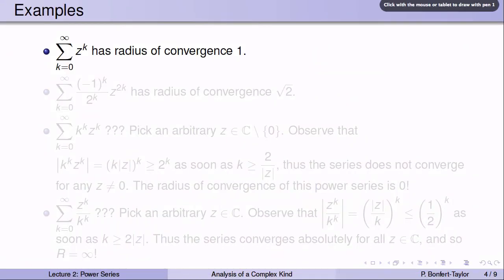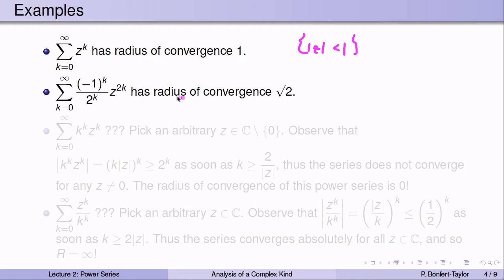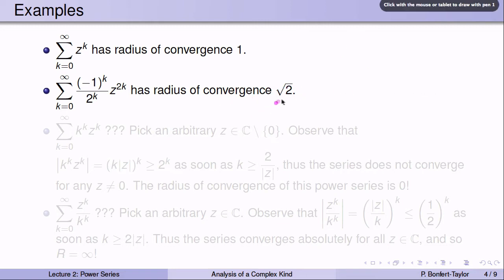Let's look at some examples. We already looked at the power series of the z to the k's, and we saw it converges when the absolute value of z is less than 1, and diverges when the absolute value of z is bigger than 1, therefore the radius of convergence is equal to 1. We also looked at this power series, minus 1 to the k over 2 to the k times z to the 2k, and we found that it converges when the absolute value of z is less than root 2 and diverges when it's greater than root 2, and therefore root 2 is the radius of convergence of this power series.